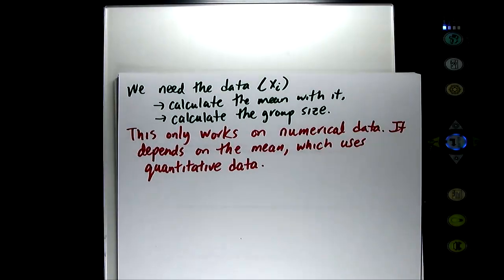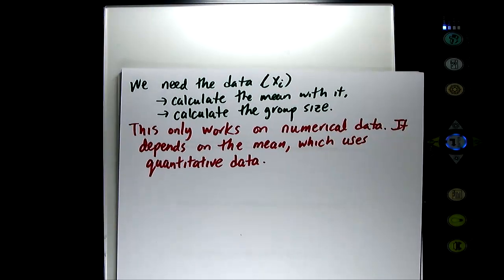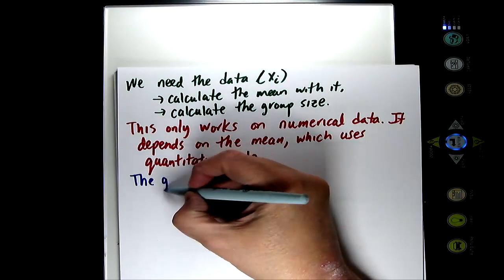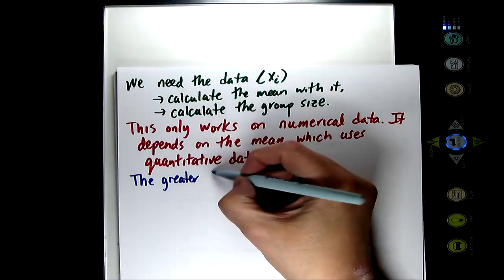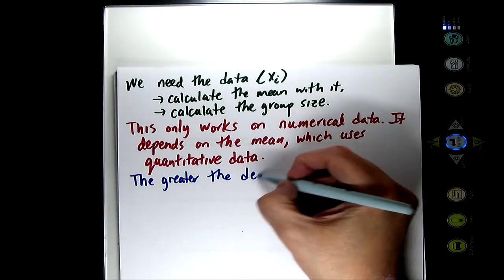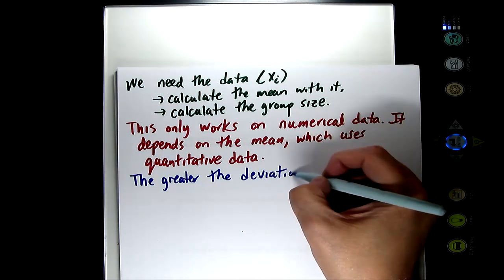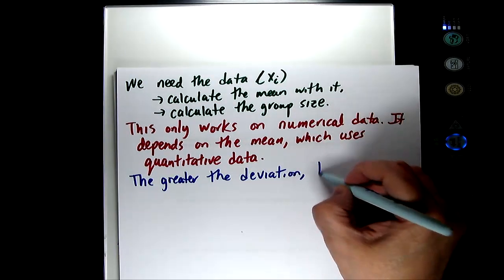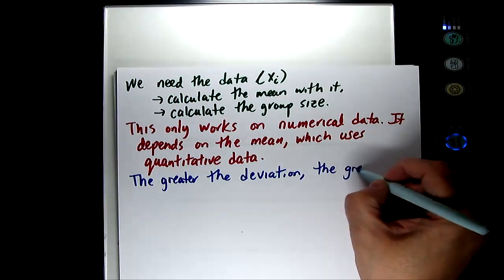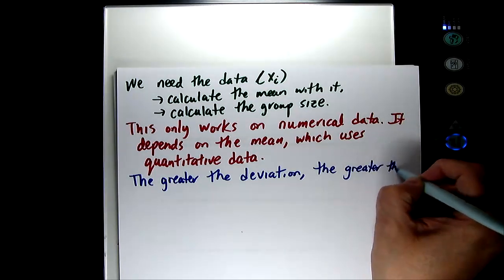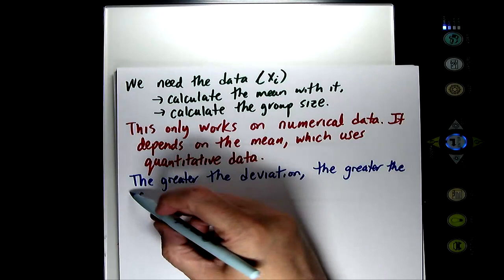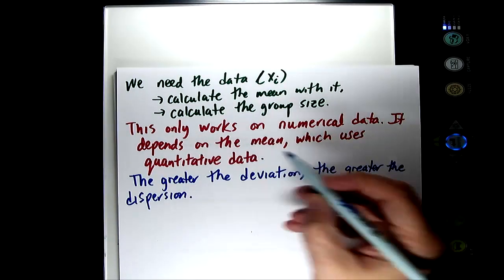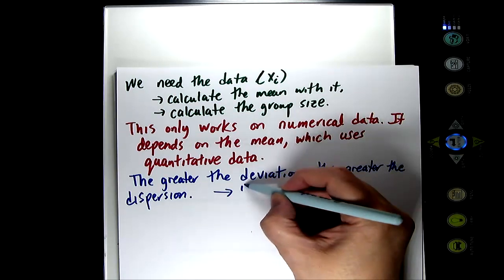And so what we will end up seeing is the greater the deviation, the greater the dispersion. We call that being less consistent.